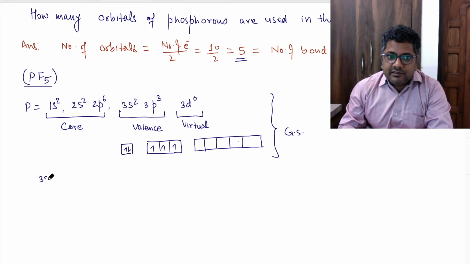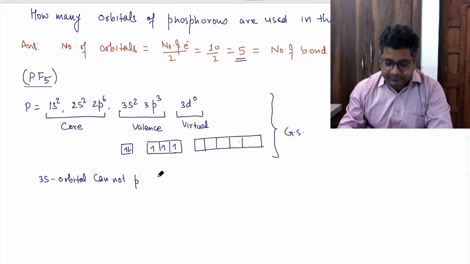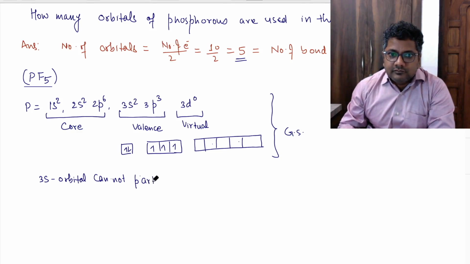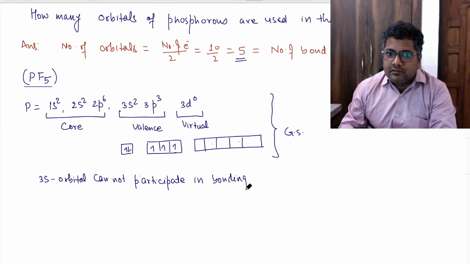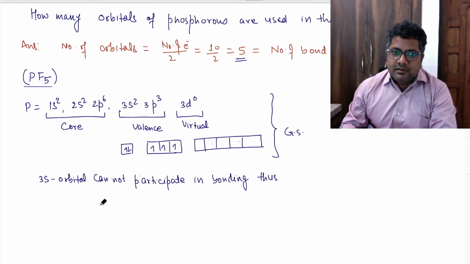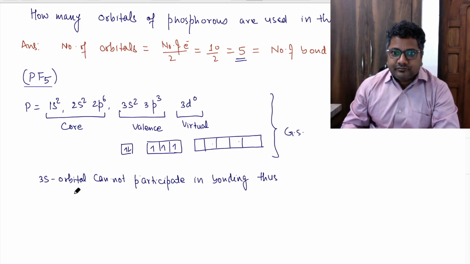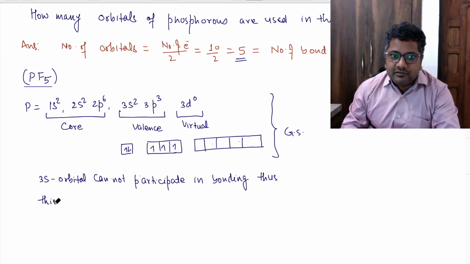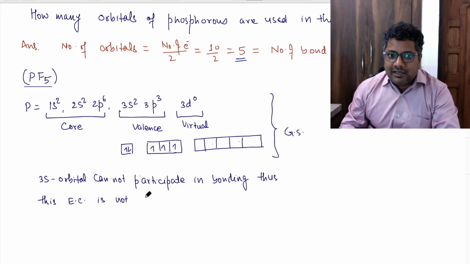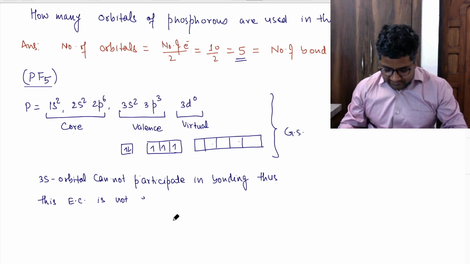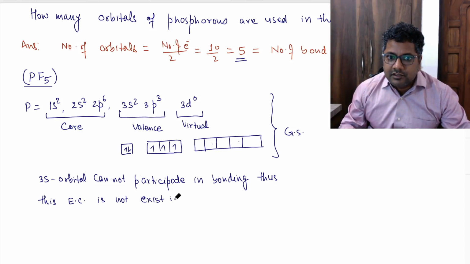That the 3s orbital cannot participate in bonding, thus no orbitals are available because sharing is there, bonding, thus this electronic configuration does not exist in PF5.